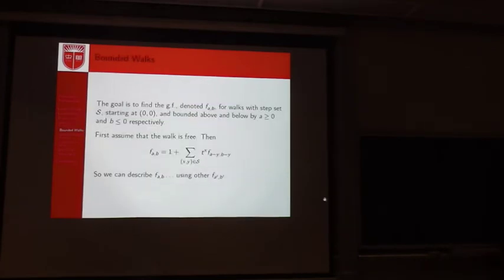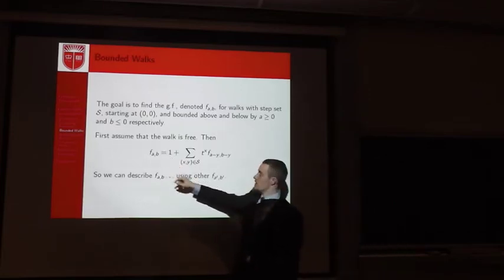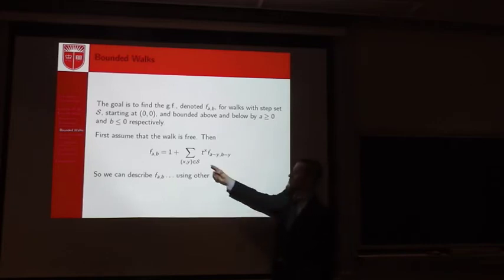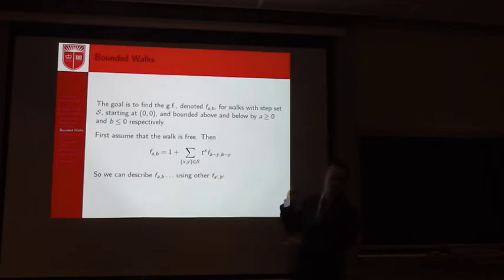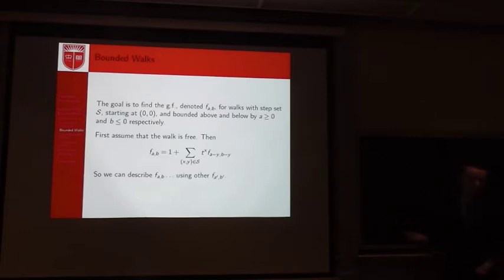Okay. So let's begin by choosing our domains to be both bounded above and below. So assume the walk is free. We can end anywhere, as long as it's in between A and B. So let's use generating functions. For the generating function, the walk can either be stationary, 1, or it can take a certain step, t to the x, where the length is counted by t to the x, and then it continues as another walk with slightly adjusted bounds. Okay, so we can describe F_AB using a bunch of other F_AB's.